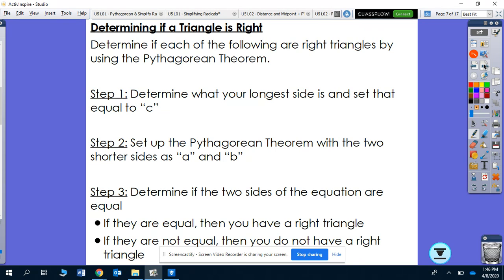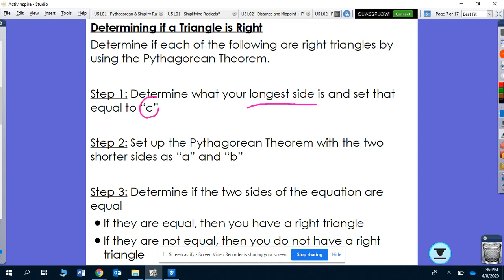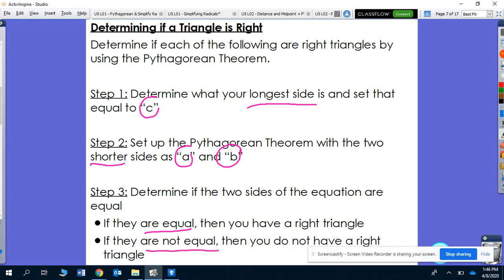So the first thing you want to determine is who's your longest side, because that's going to be your C. And then we take the other two shorter sides and plug those in for A and B. Once you have plugged those values in, you're going to see that they're either going to be equal or they're not going to be equal.